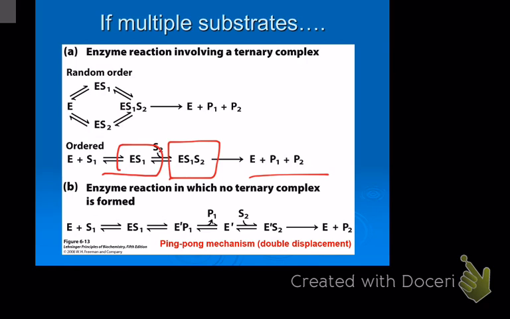Okay, so those are the ones that involve a ternary complex, but there's actually another one that happens a lot of times. In fact, next semester when we go over the mechanism for the aminotransferase, it does what's called a ping-pong mechanism. It's also known as a double displacement. What happens here is you don't get a ternary complex. Instead, what you get is a covalent modification of the enzyme.